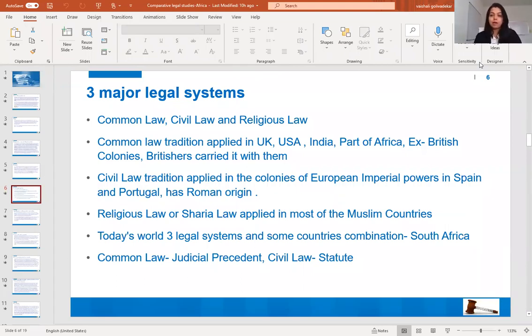So now let us come to a main point, how comparative law is useful in African legal studies. As we know, there are three major legal systems in today's world. And that is the common law legal system, the civil law legal system, and the religious law legal system, right?